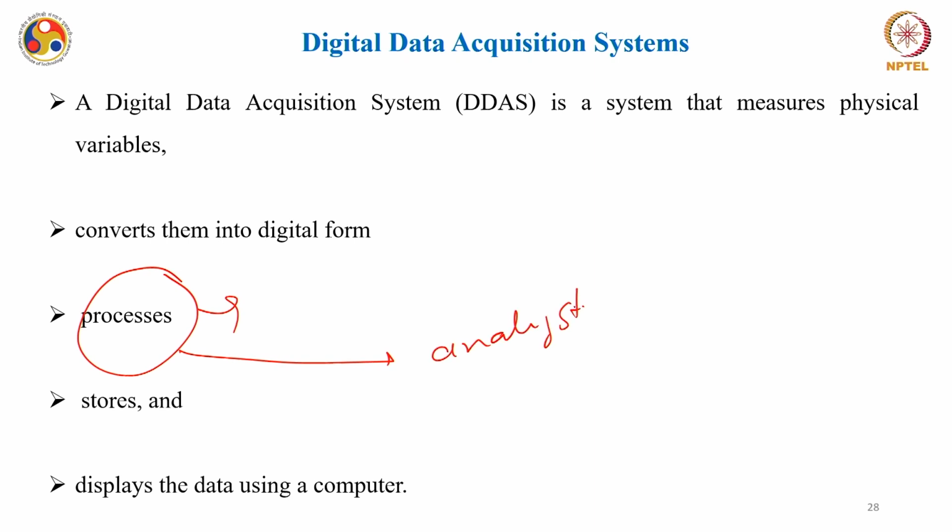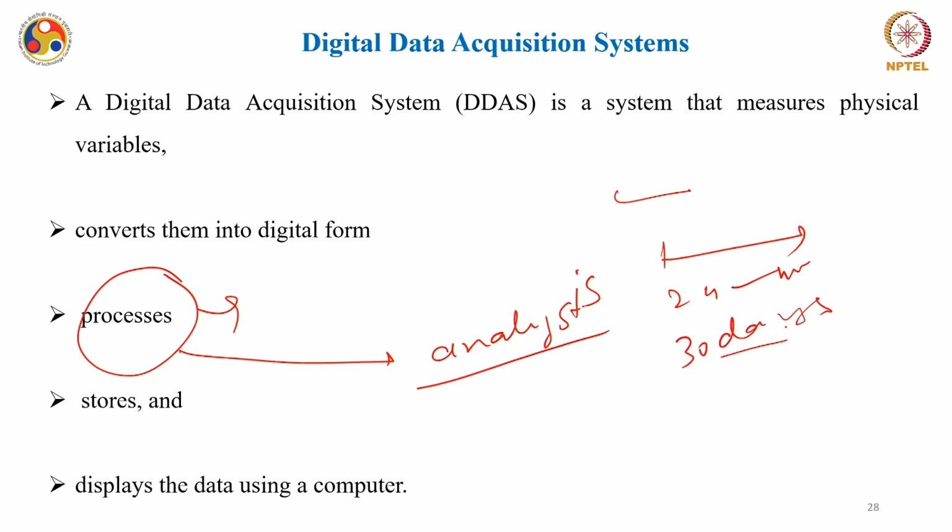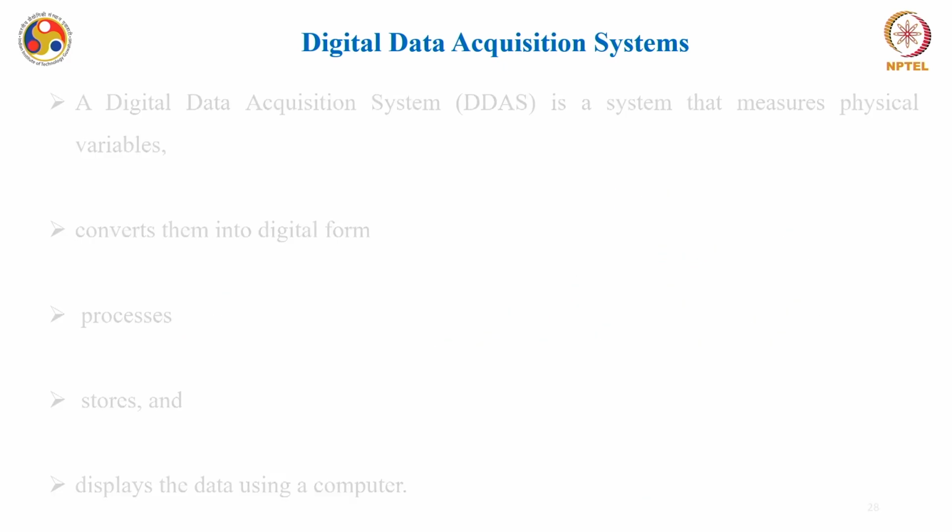So for example, if your sensor is giving certain input and you have continuously measured over a certain time period, say for 24 hours, or say over 30 days, this digital data acquisition system has the capability to store the 30-day data and provide you with all the sensor parameters, including the sensitivity, selectivity, hysteresis, and so on, because it has the capability to analyze the data as well.